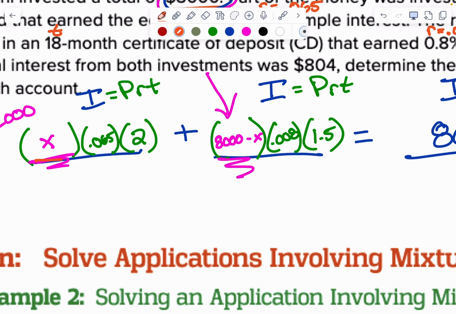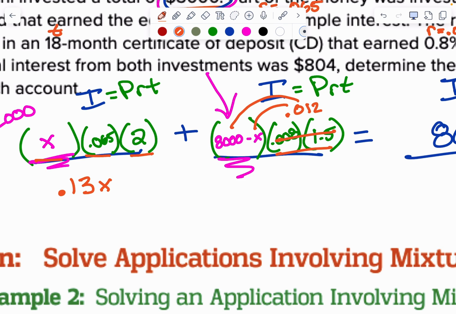So if I multiply all 3 of these together, 2 times 0.065 is 0.13, I think. And that times X is 0.13X. So those all combined is 0.13X, right? Okay, 1.5 times 0.008 is 0.012. 0.012 is these two combined, right? Then I have to do what?